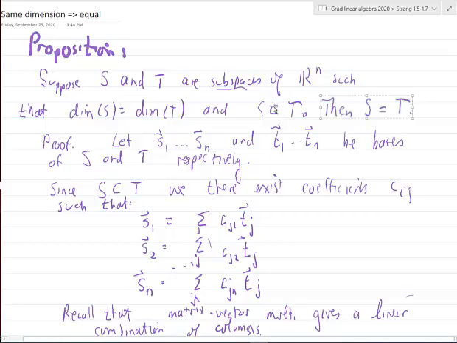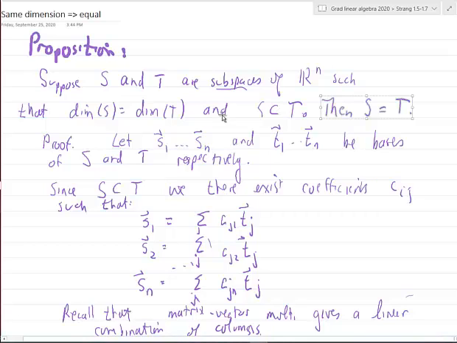Now, this is not at all obvious because just because something's a subset doesn't mean it has to be equal. It comes from the fact that these are subspaces, which are linear subsets. They're closed under linear combination. And you can use that fact to show that if they have the same dimension, that is the same number of linearly independent vectors, then they are actually the same space.